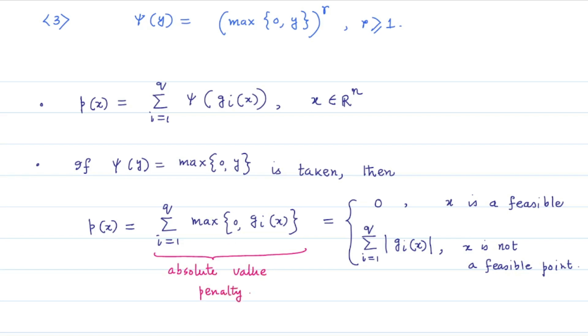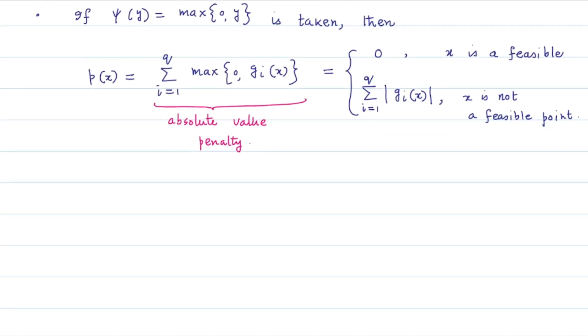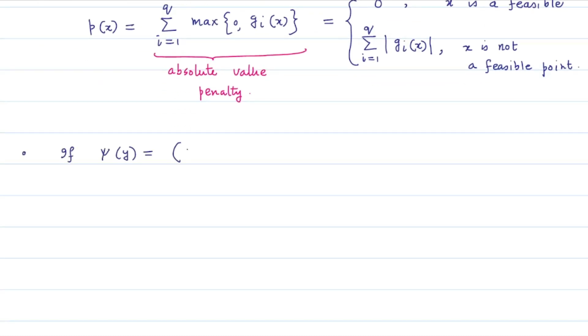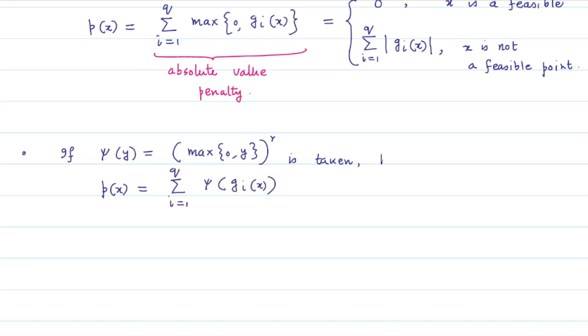Now, we would like to note the expression of p(x) when I take psi(y) equal to this general expression, that is, the power r of the maximum of 0 and y. If psi(y) is taken as the rth power of the maximum of 0 and y for all the constraints g_i, then the penalty function p(x), given by the summation over psi of g_i(x), is explicitly the summation of the maximum of 0 and g_i(x), whole to the power r. Here obviously we are choosing the value of r greater than or equal to 1.